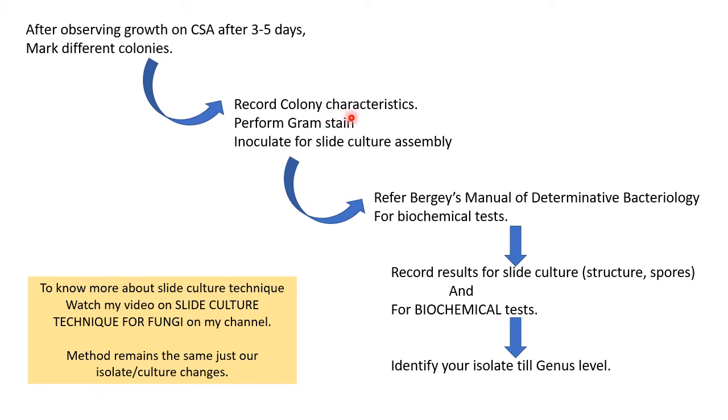Then you record colony characteristics, perform gram staining, and inoculate for slide culture assembly, and you incubate your slide culture assembly. In between that time, you can refer to Bergey's Manual of Determinative Bacteriology for biochemical tests. After incubation of the slide culture, you record results for the structure of your actinomycetes and spore arrangement, and once you complete your biochemical tests, you record those observations too. Referring to Bergey's Manual, you can identify your isolate up to genus level.